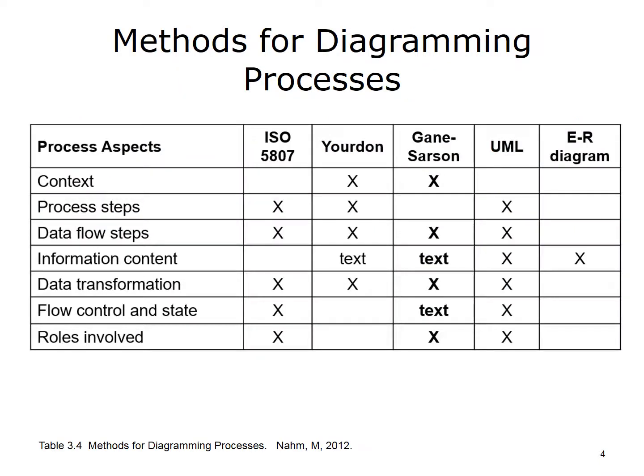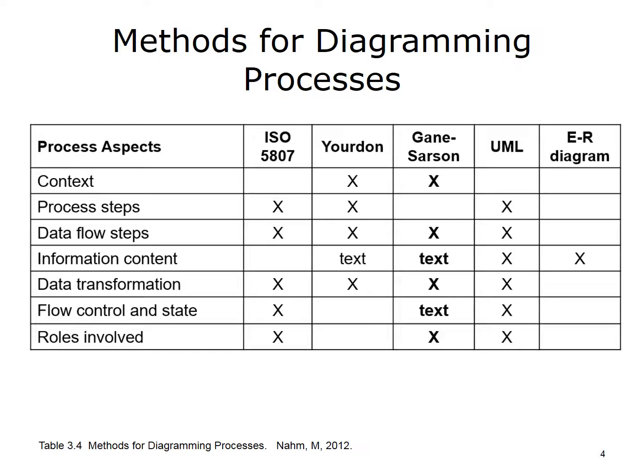Each of the methods for diagramming a process has its own set of capabilities. Gane-Sarson represents the process context. That is, the process or system boundaries, interactions with the outside world, and the major functions. It also represents information content, the order or sequence of the data flow steps involved in the process, the transformations that occur or should occur, and the roles that perform the processes.